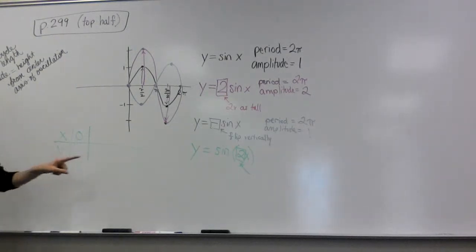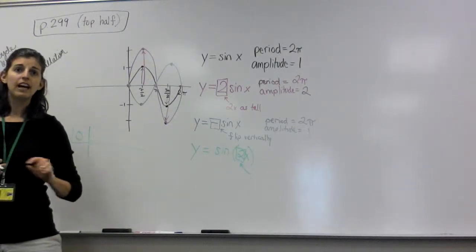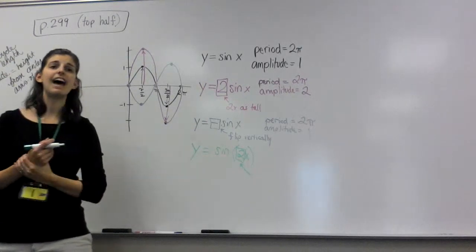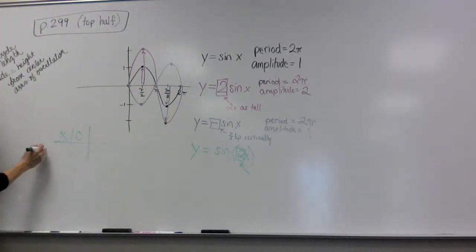If I plug in 0 to that, I have 2 times 0, which is 0, and then I take the sine of that. So I'm taking the sine of 0, which is what? 0. Good.